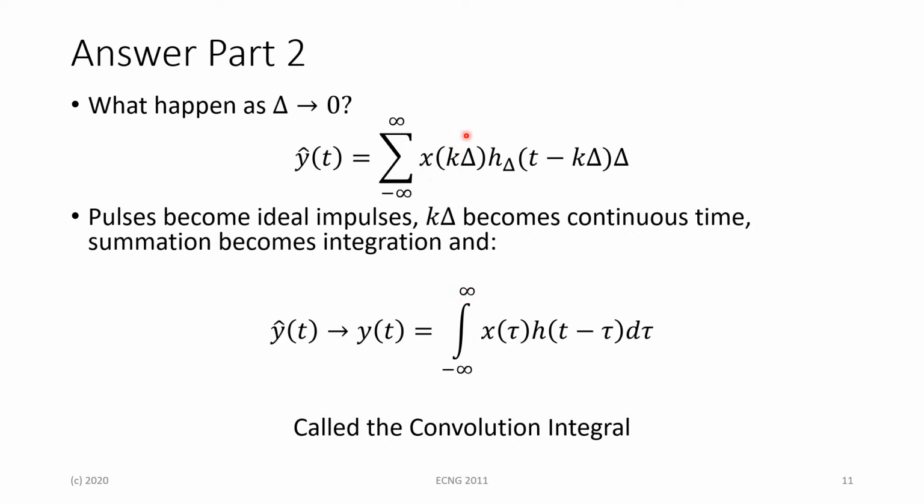The x of k delta signal, because delta tends towards 0 in the limit, becomes x of tau. And the h delta of t minus k delta becomes h of t minus tau. So anything that was k delta becomes tau, and anything that was t remains as t. Because we have the delta on the outside as well, this represents our differential d tau. And this integral equation is what we refer to as the convolution integral. This is the equation we're going to be using throughout the entire course to evaluate all forms of continuous time convolution.